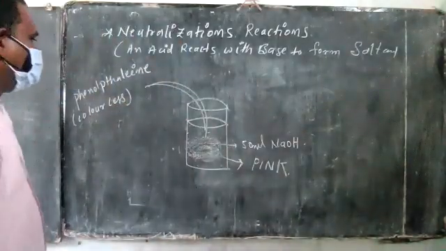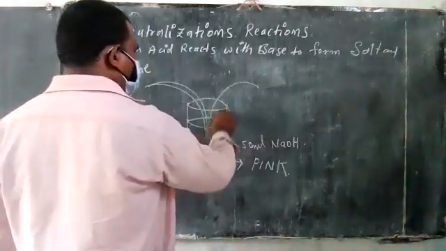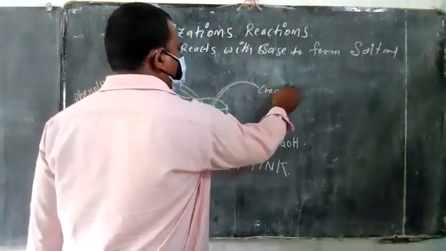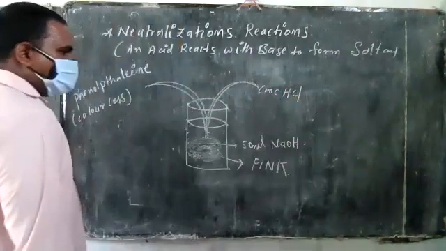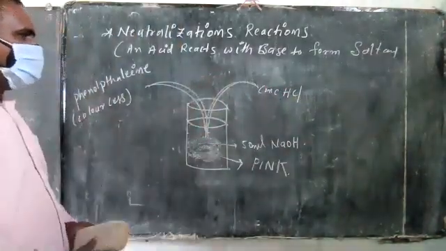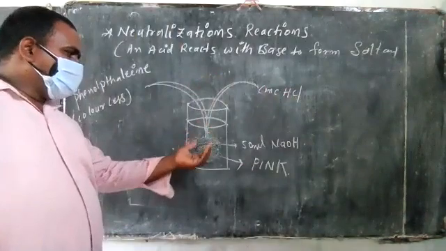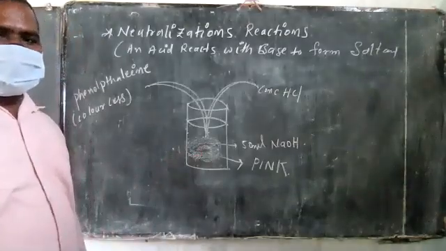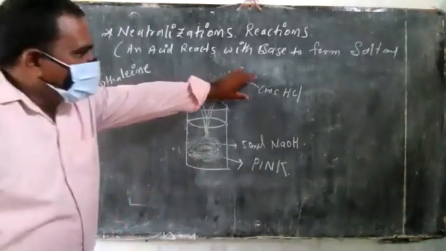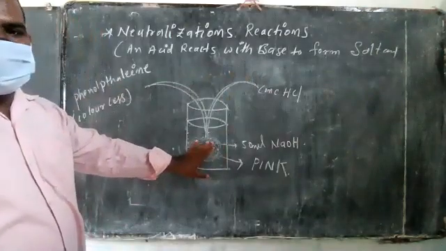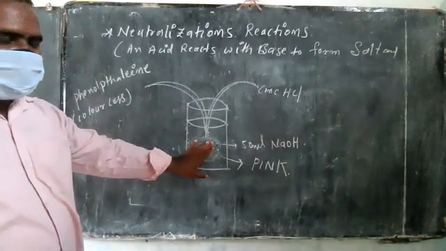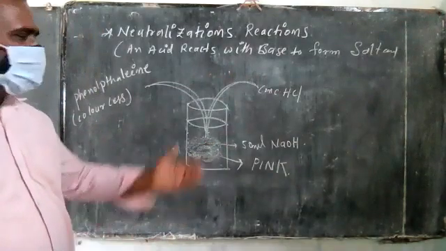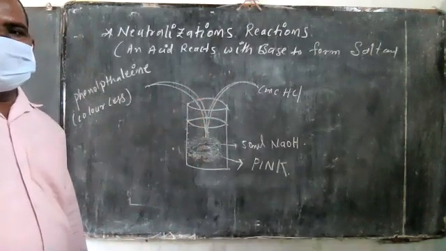Now the pink color is forming. On the other side, you add a small amount of concentrated HCl. When the concentrated HCl is added slowly and dissolves in the NaOH solution, at a particular instant the concentrated HCl neutralizes the NaOH. Slowly the pink color disappears. Why does the pink color disappear? Because the HCl solution neutralizes it.